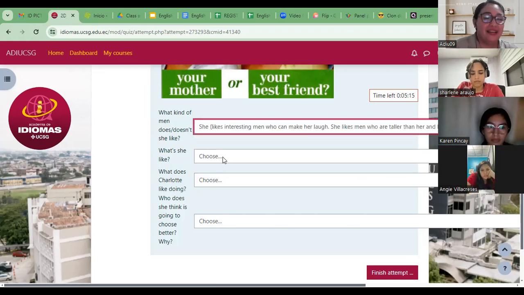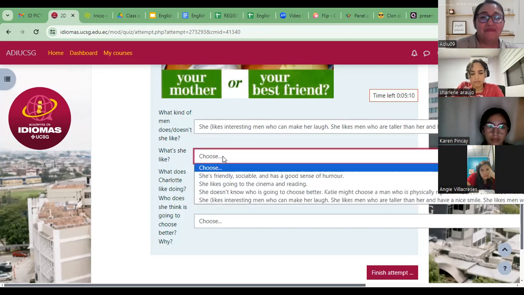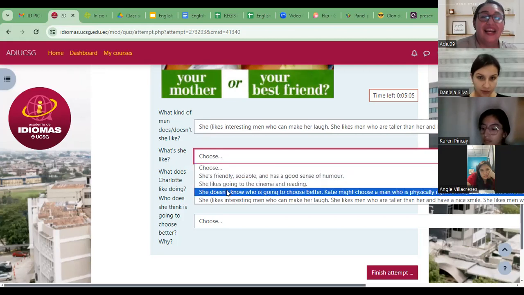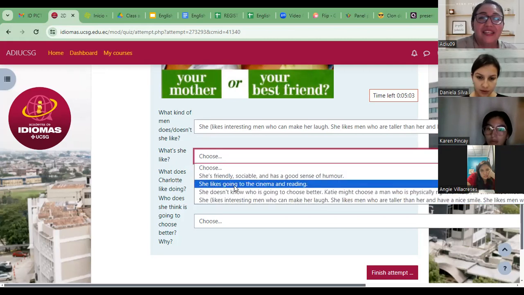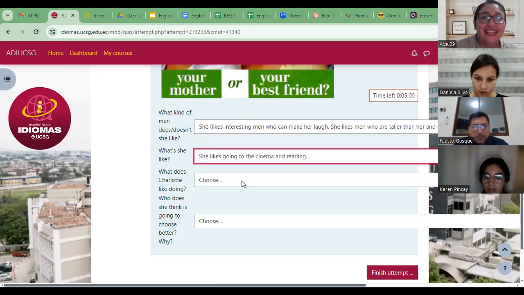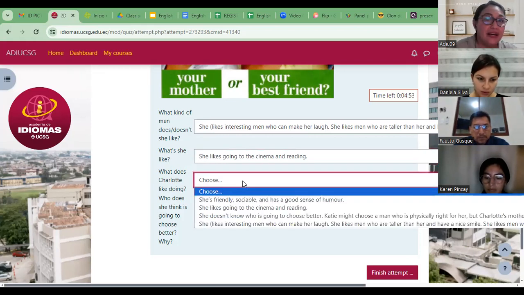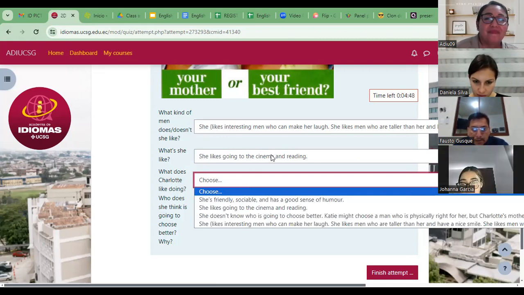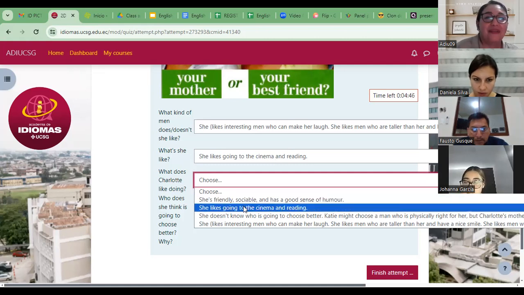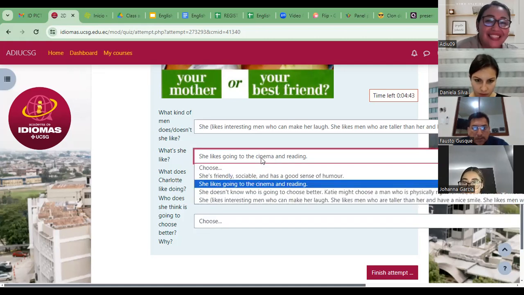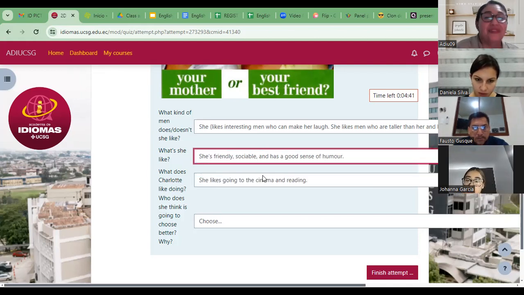Okay, and what does she like? What is her personality description? She likes going to the cinema and reading. Good, excellent. So next one, what does Charlotte like doing in her free time? She likes going to the cinema and reading. So what about here? What she's like is she's friendly, sociable, and has a good sense of humor.